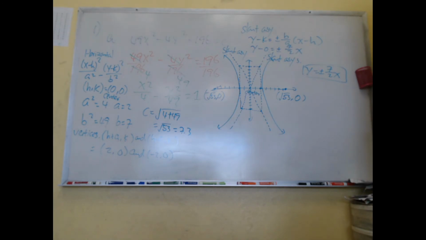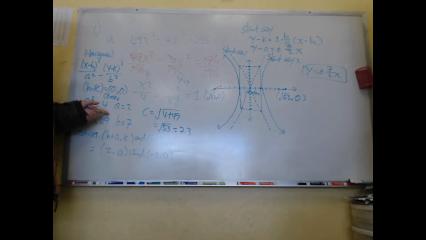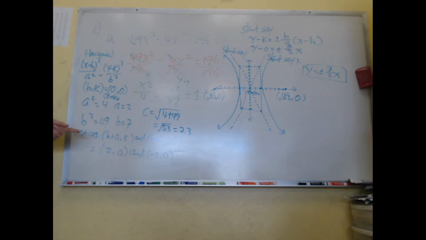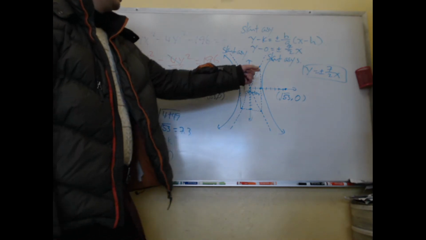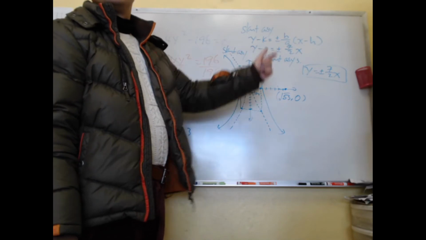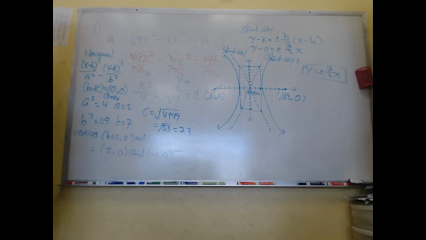So this one is considered root 53, comma, 0. And this one is negative root 53, comma, 0. Yes? Does that make sense? For the hyperbola, it's not just finding the center and the vertices, but also the foci, and more importantly, the slant asymptotes. So this one's for horizontal. Any questions? Yeah, Tika?